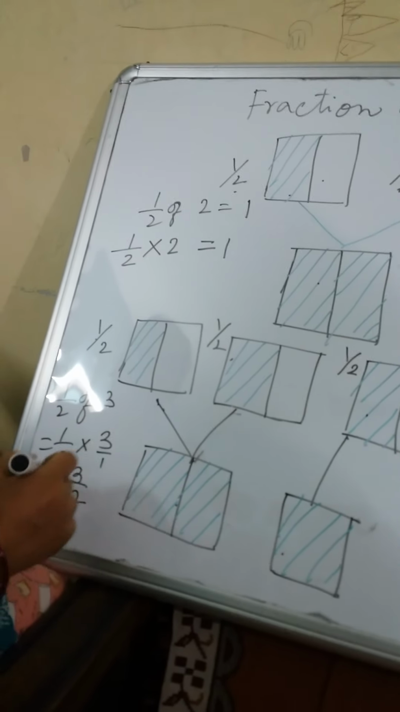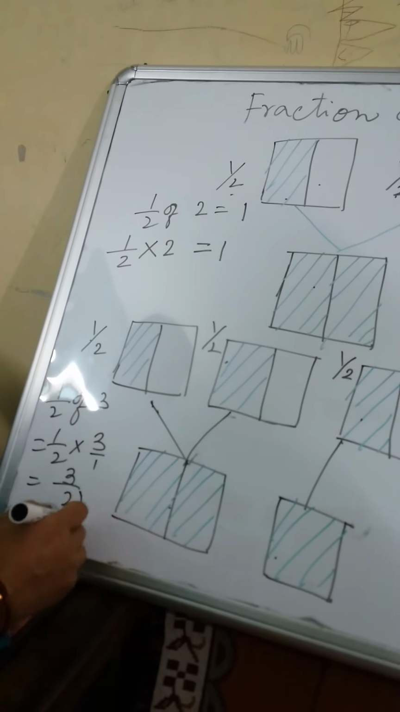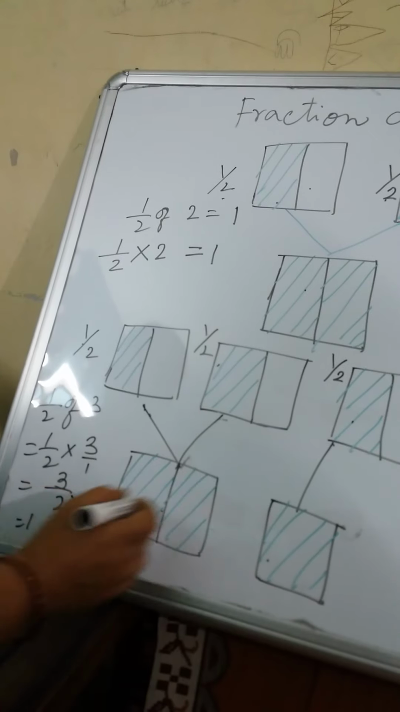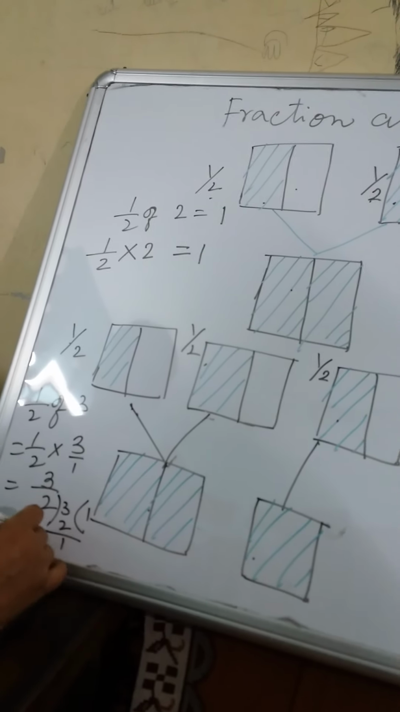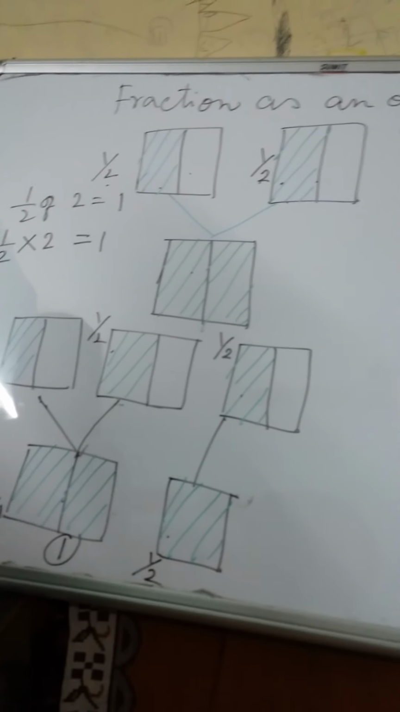If I convert it into a mixed fraction, what will it be? 1 complete square, and next is half. This is 1 and this is half.